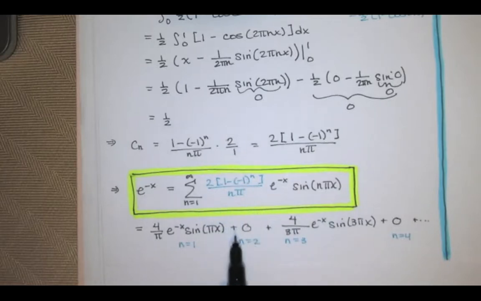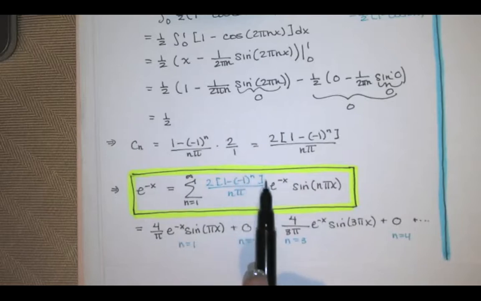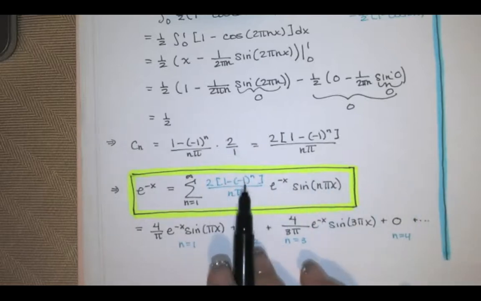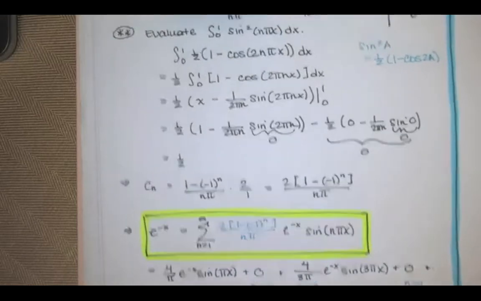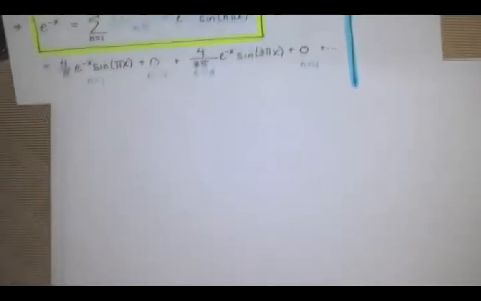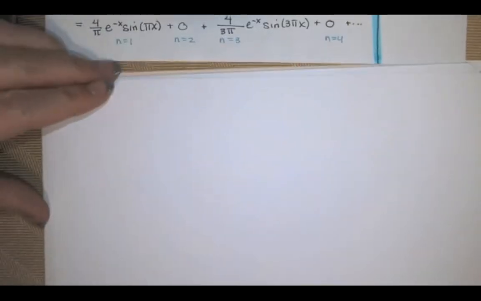And then when n is even, this is going to be negative 1 to an even power. Negative 1 to an even power is 1. 1 minus 1 is 0. So that's why the n equals 2 term is 0. The n equals 4 term is 0. And it turns out it's going to be 0 for any time that n is even. So if I expand this further, it's going to look like this.